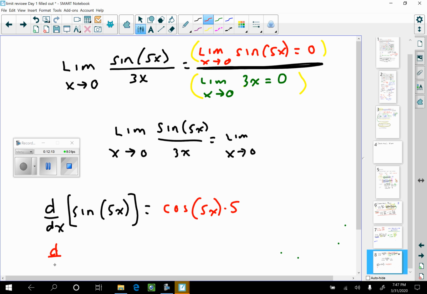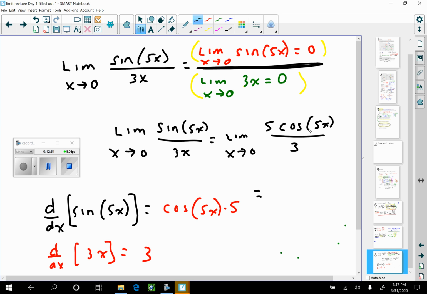And the bottom derivative is going to be pretty easy. The derivative of 3x is just 3. Therefore, this limit right here is going to be the limit of 5 times the cosine of 5x over 3. And now I can do direct substitution, because I know I'm not going to have a 0 on the bottom. It doesn't matter if I have a 0 on the top. The limit at the top and the limit at the bottom will not both be 0. So I'm going to do direct substitution.